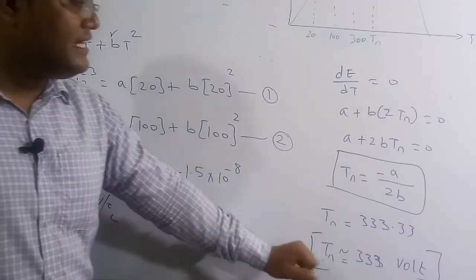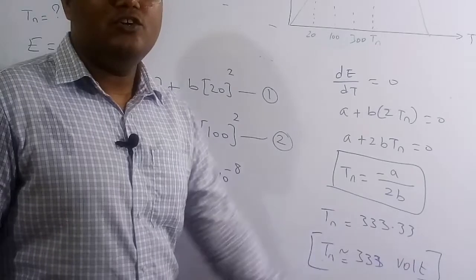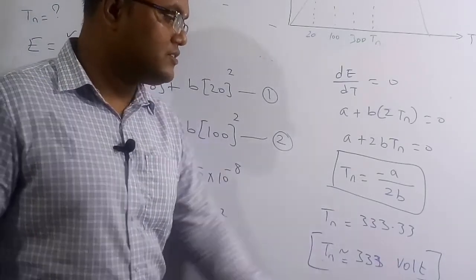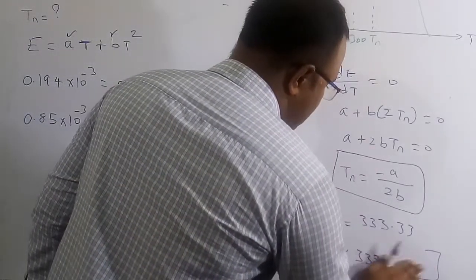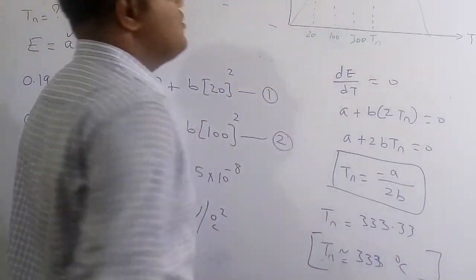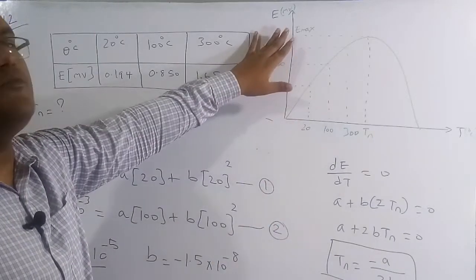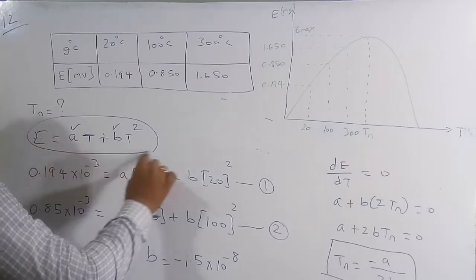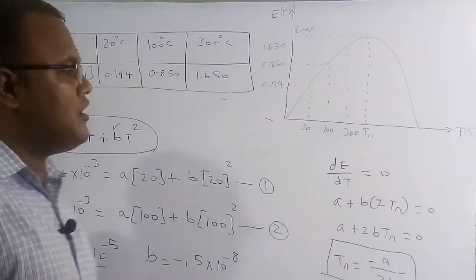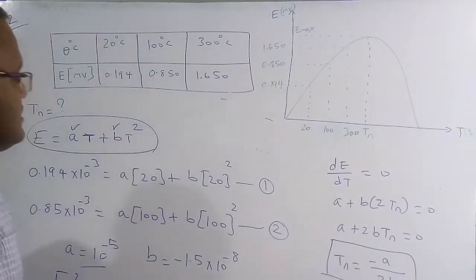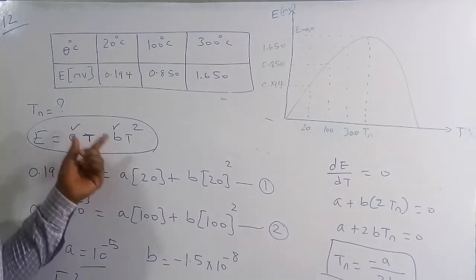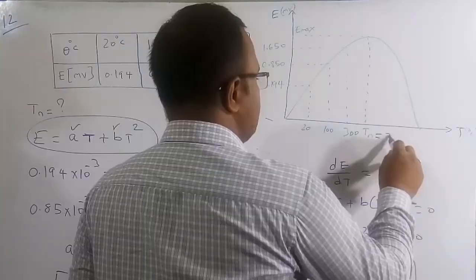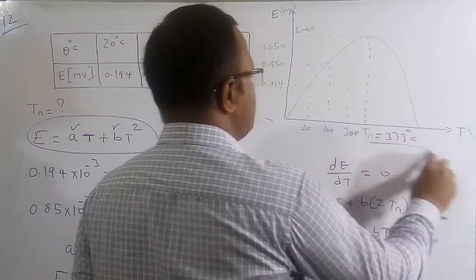Finally we are going to get Tn is equal to 333.33, so it is nearly equal to 333 degrees centigrade. At this temperature we are going to get the maximum voltage, and this is the standard relation between temperature and the EMF in a thermocouple. It is always going to follow a parabolic relation, which is E is equal to AT plus BT square. If you know this relation, then it is very easy to solve this numerical, and Tn is equal to 333 degrees centigrade is the correct solution of this question.